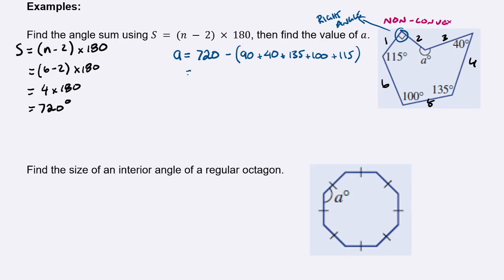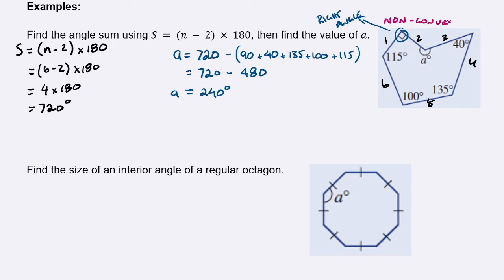So then we add all those bits in the bracket up. You don't have to do this step. You can go straight from here to the solution. But sometimes it's nice to know what those numbers add up to, which in this case is 480. So A equals 240 degrees. Nice big reflex angle there. So that's our first example done and dusted. Let's crack on to our last one.